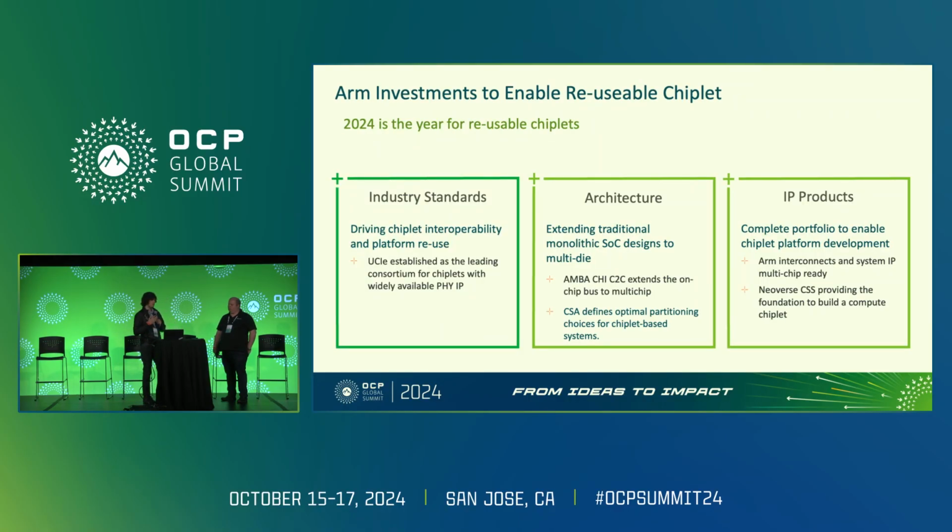And ARM is also doing other efforts beyond firmware to try and make sure that we can create a reusable chiplet ecosystem. So we're helping drive industry standards. We're opening up some of our things that were traditionally more internal and extending them to multi-chip interfaces. And then we're also making sure that we have a portfolio of IP that works with this chiplet ecosystem.